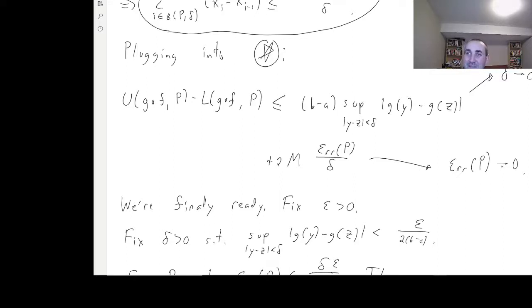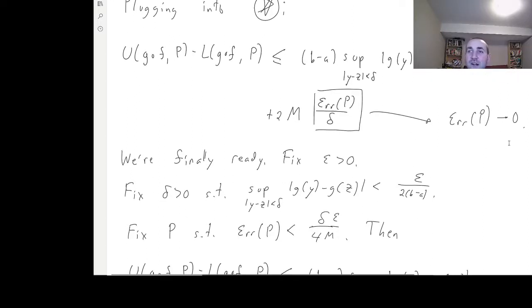Now, this is still a little bit funny because, of course, if I let delta go to 0 quickly, then this term is actually going to go to infinity. So I have to be careful about how I'm going to relate the error of p and delta. But fortunately, that's not terribly bad to do. I just have to do things in order.